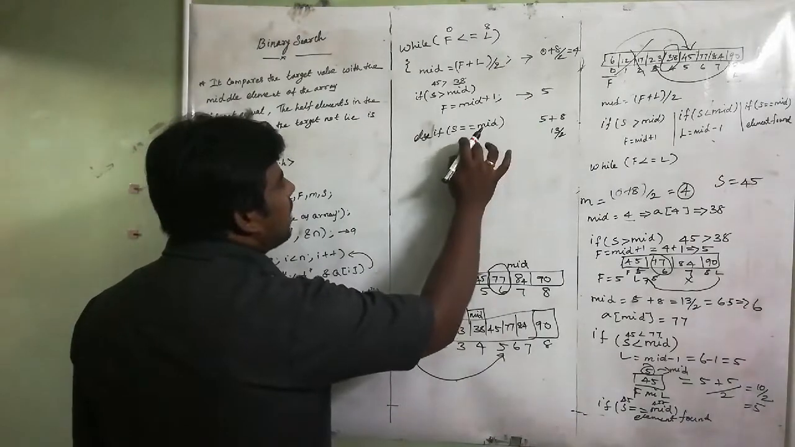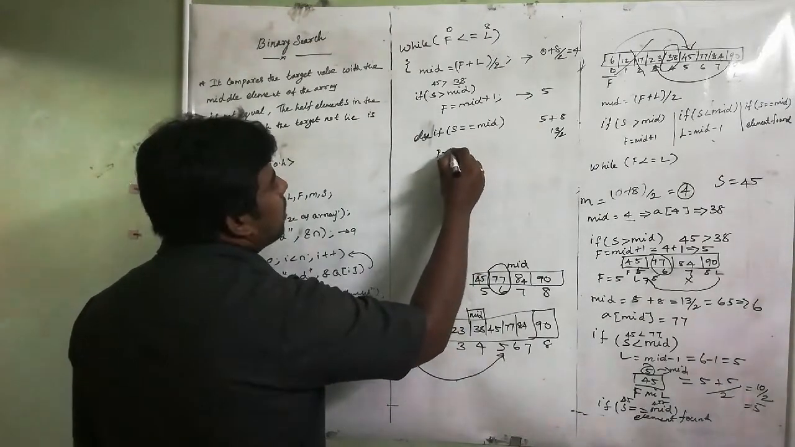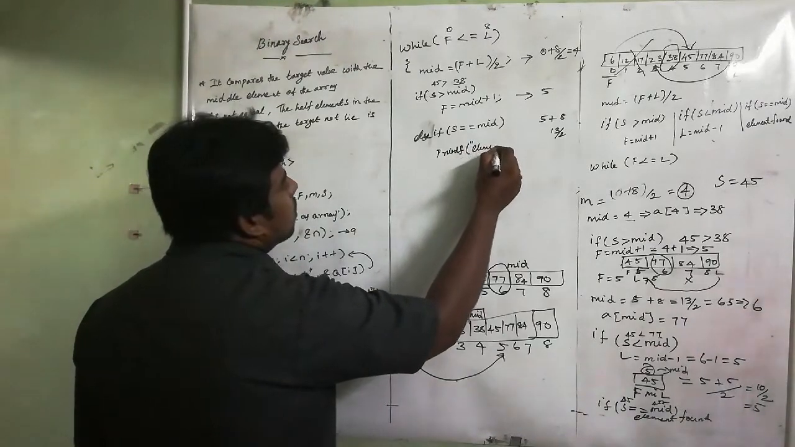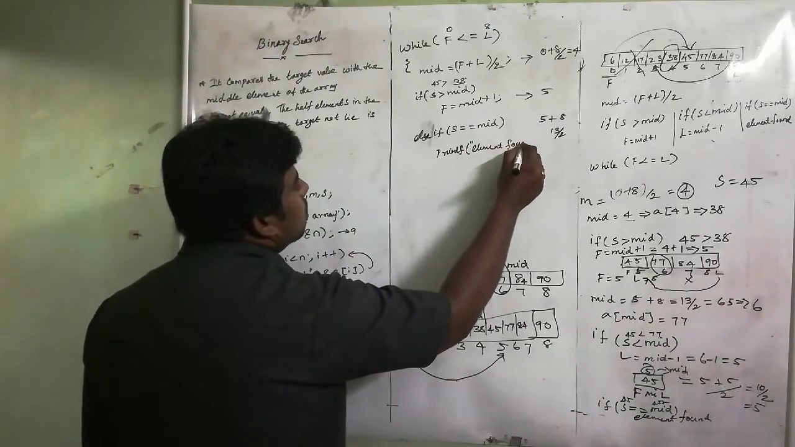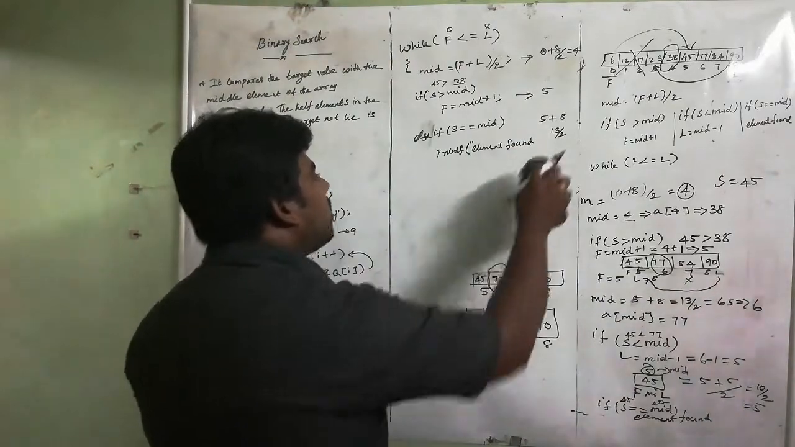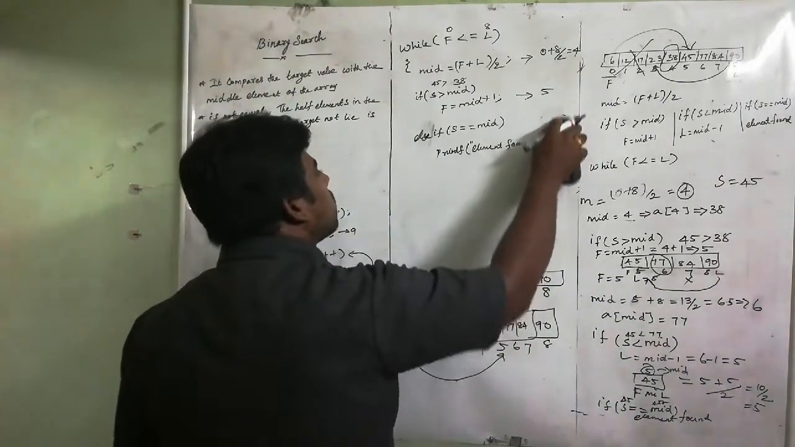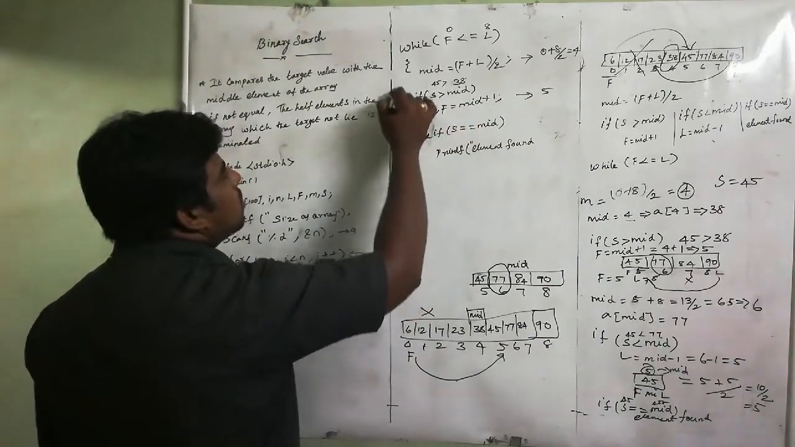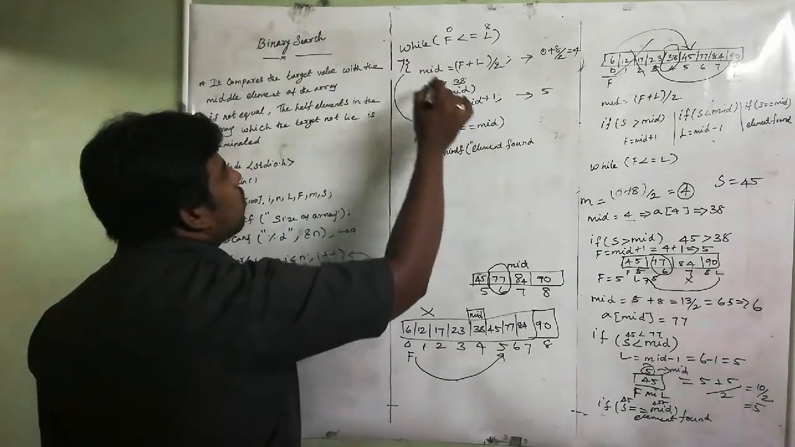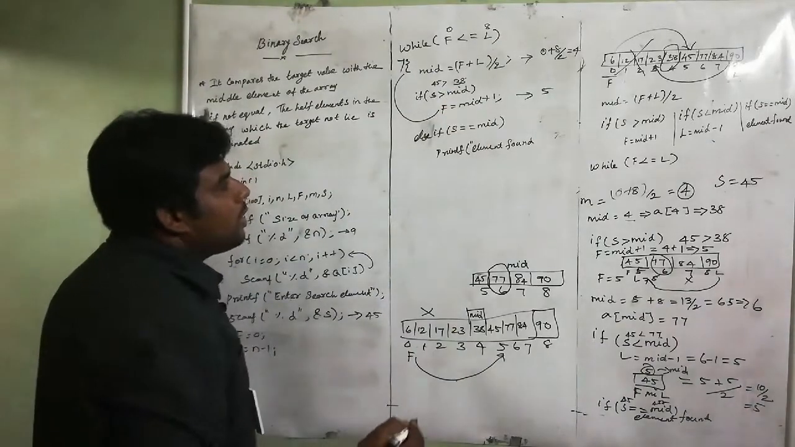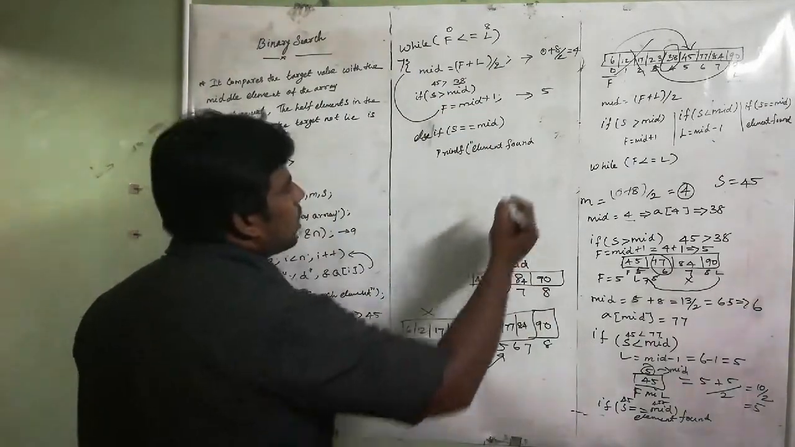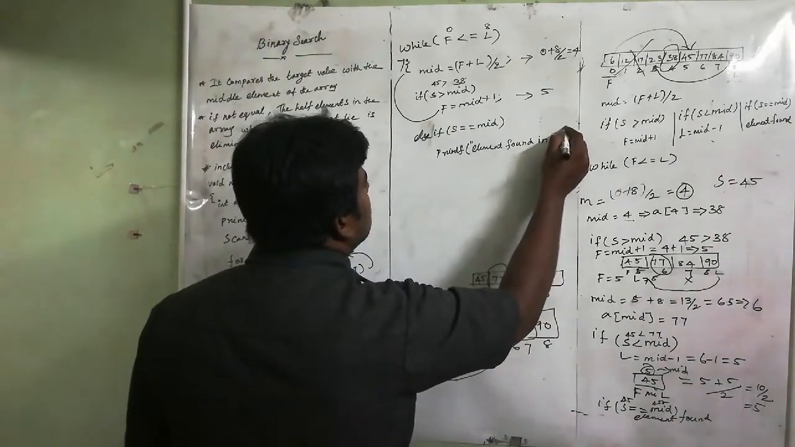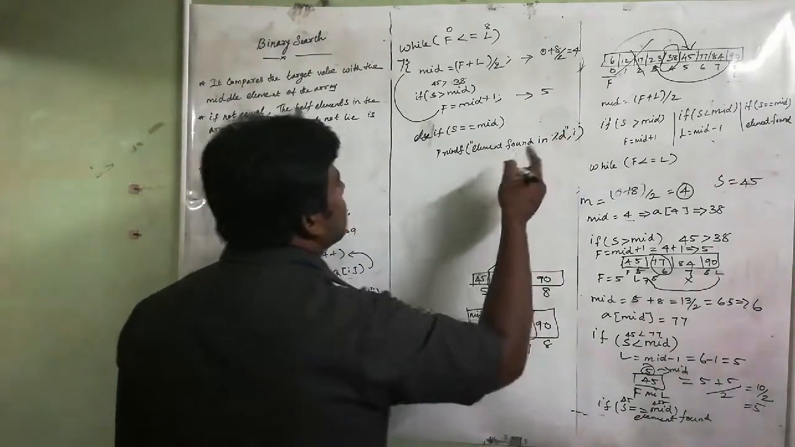So if this condition is true, means printf element found. Actually this condition is false, so it won't work. Okay, once at first this condition is true, so again it will go to the loop, again it will calculate the mid. Now the mid is 77, element found in percentage d comma, I am just printing the position.